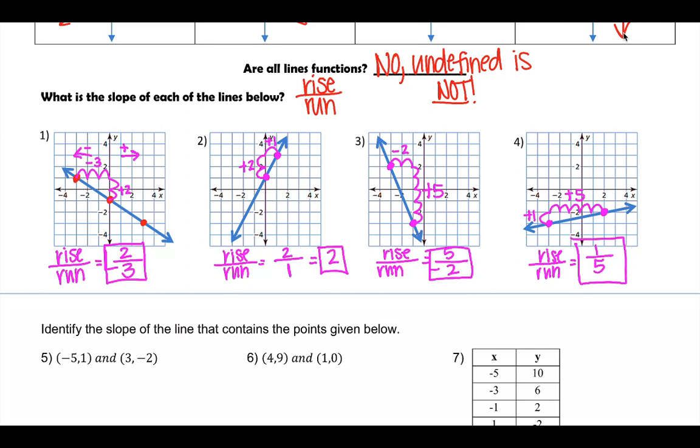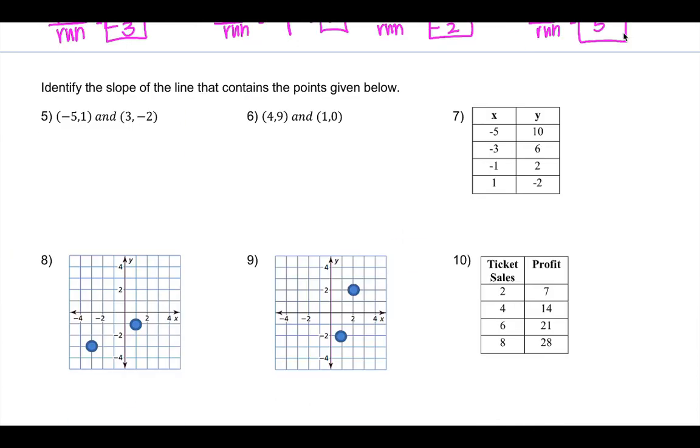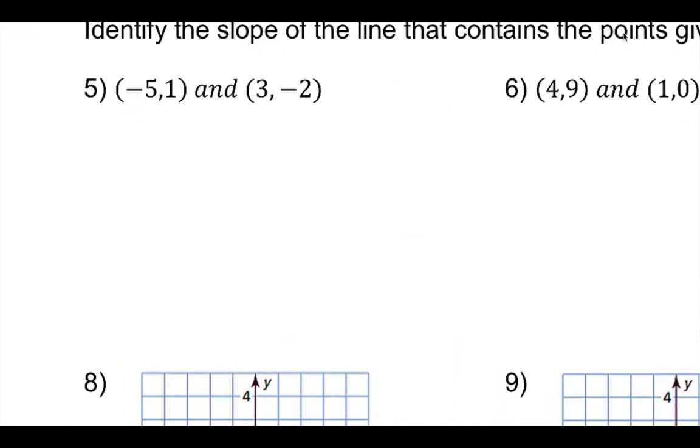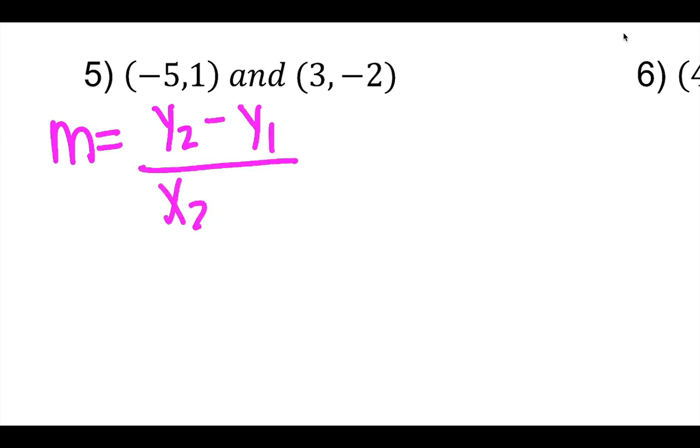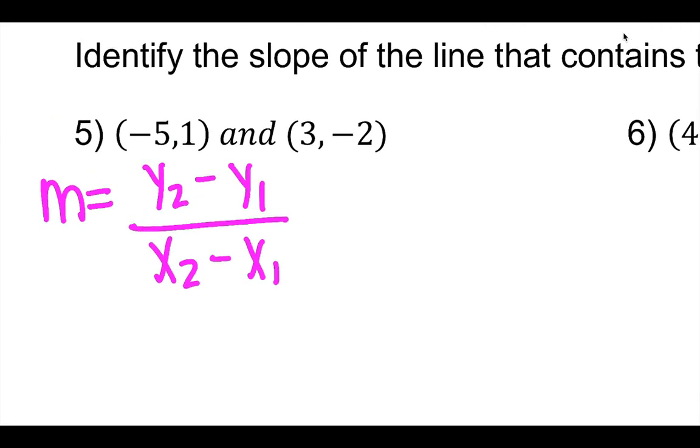Let's look at this page now. Identify the slope that contains the points given below. So this is where we use our formula. This is on your formula chart. It gives you m equals y2 minus y1 over x2 minus x1. So I always just label my points first. I just call this x, y, x, y. But we've got two, so I'm going to call this x1, y1, x2, y2. Now I'm just matching up where everything is going to go.